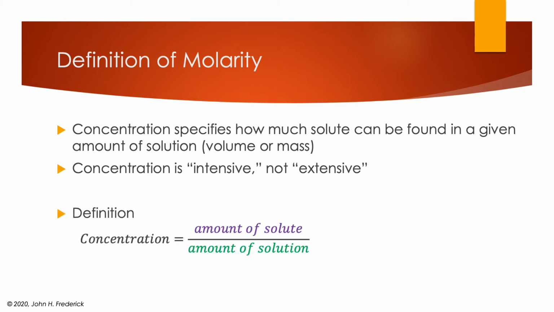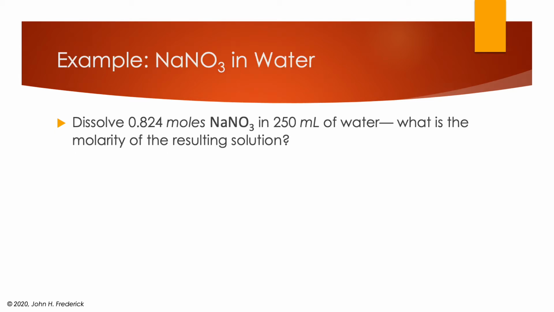So we're going to define concentration to be an amount of solute divided by an amount of solution. And one way we could do this, and in fact the most common way, is to take the moles of our solute and divide by the liters of our solution. Now, it turns out when we do this, it defines a unit called molarity, and that molarity is the most common way that we use to express concentration for solutions in chemistry. So let's see how this works.